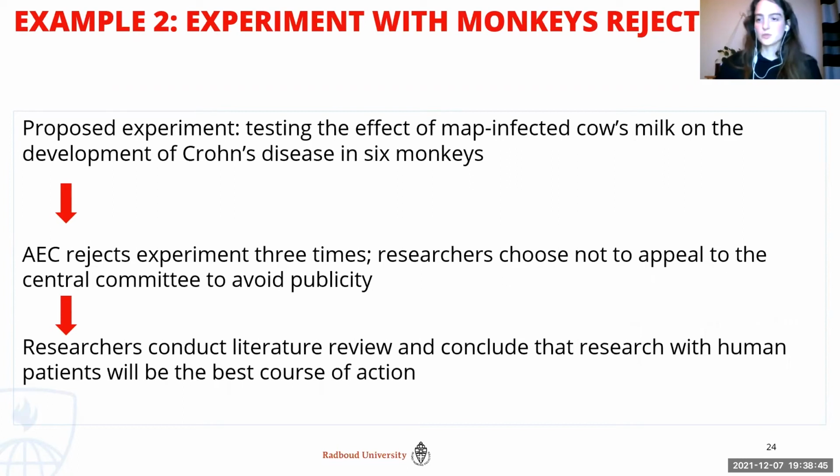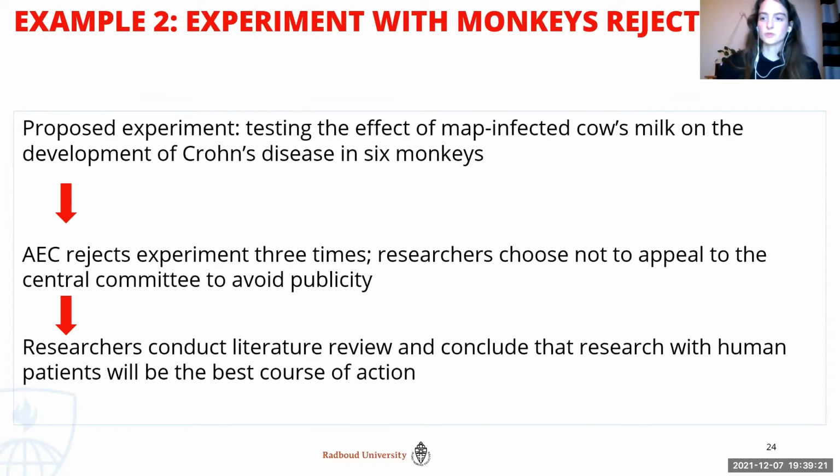So the proposed experiment was an experiment with 6 monkeys. And these were, again, the monkeys sort of left over from the polio times, because they weren't used for polio anymore. And there was the idea, well, what can we do with the monkeys now? And this was about Crohn's disease. What they wanted to do is to see if there is a relation between MAP, a mycobacterium that's found in cow's milk, and developing Crohn's disease.